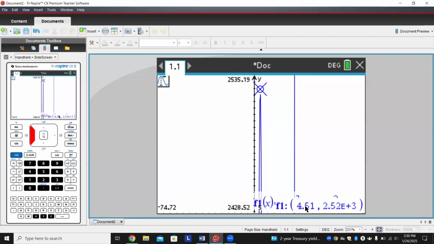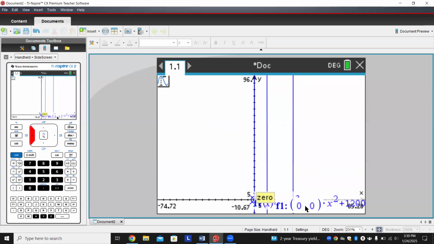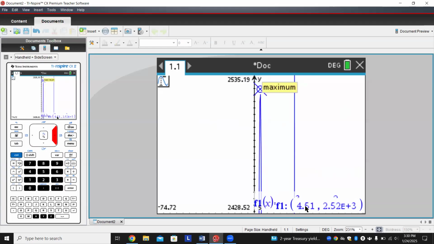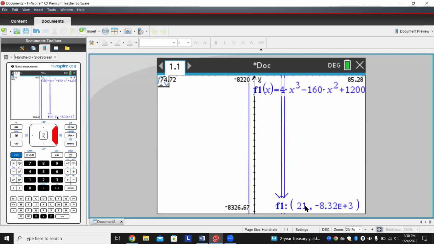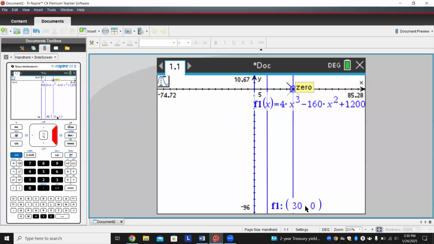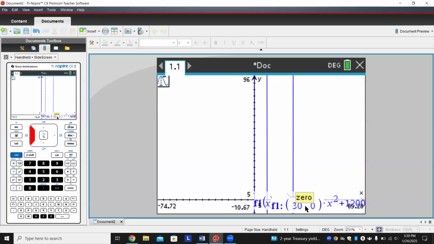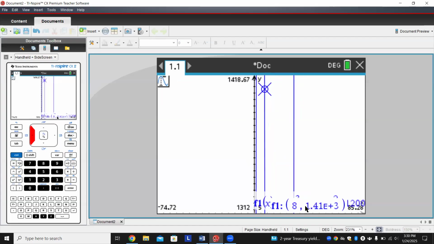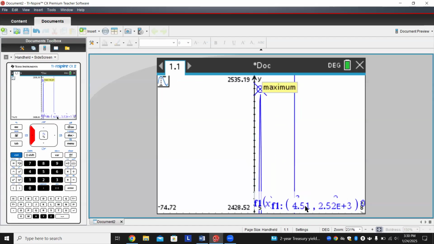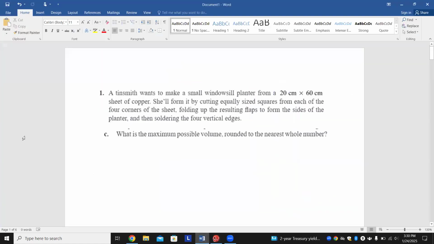So I can see the max here would be at 4.5. You just might scroll a little bit to get max. You might think, well, there's another max. Well, not really, there's a min. Then this one just keeps on going. It's going to be 4.51.